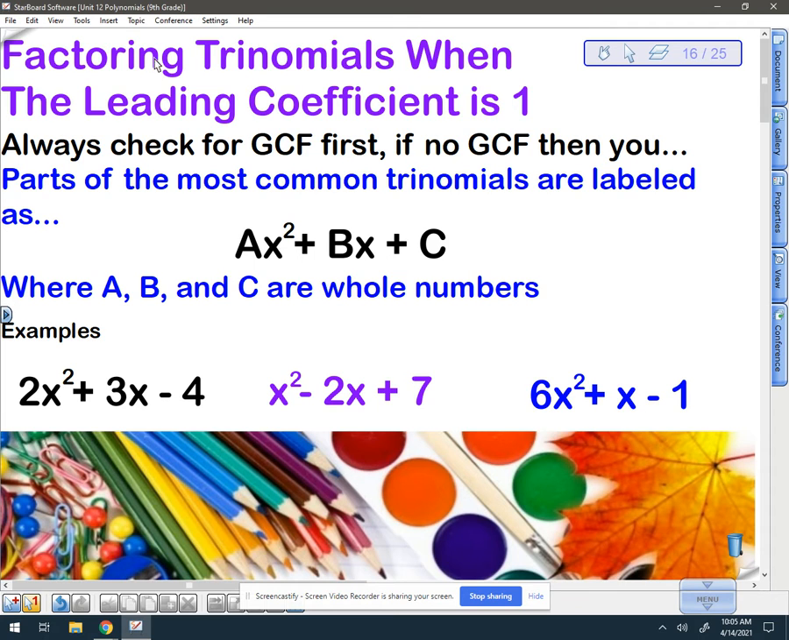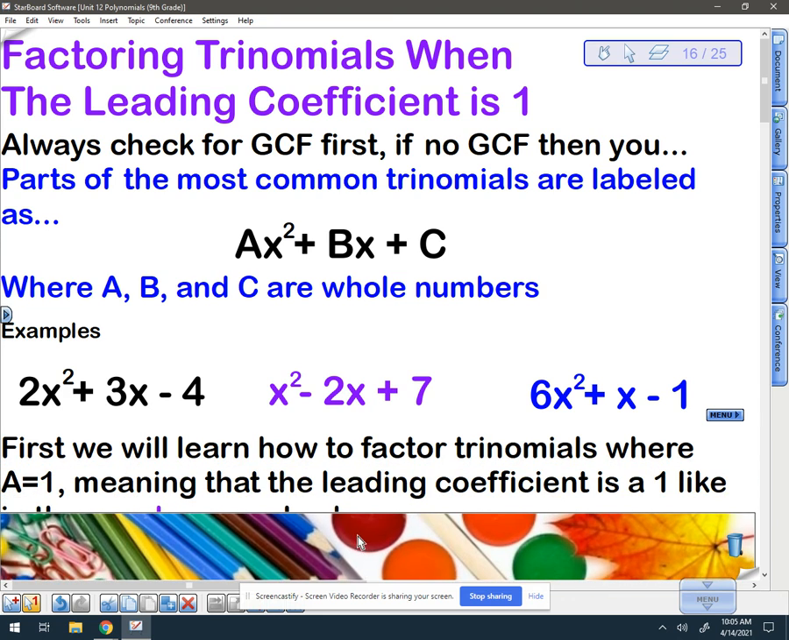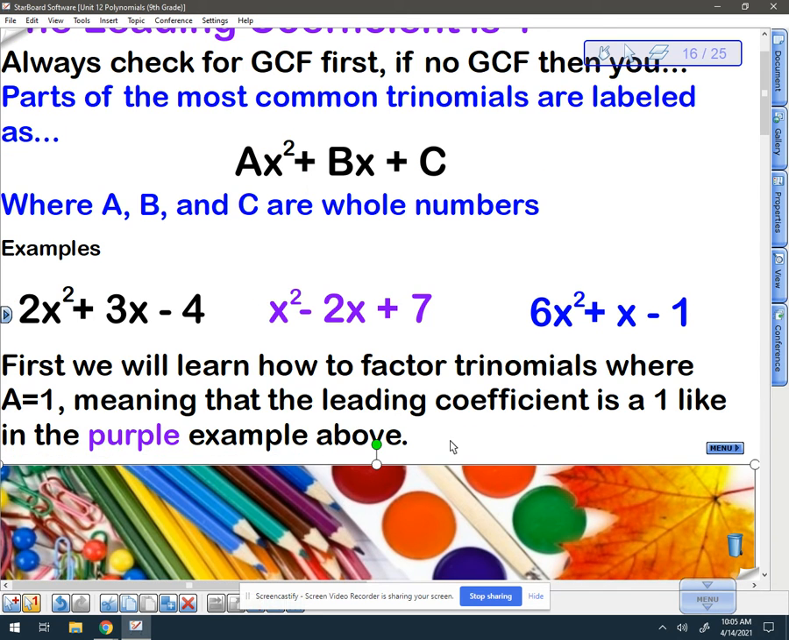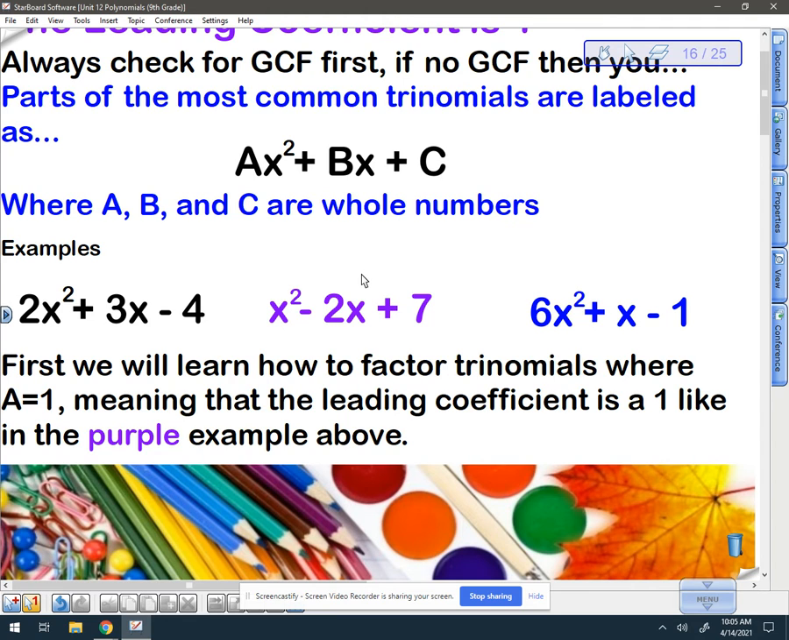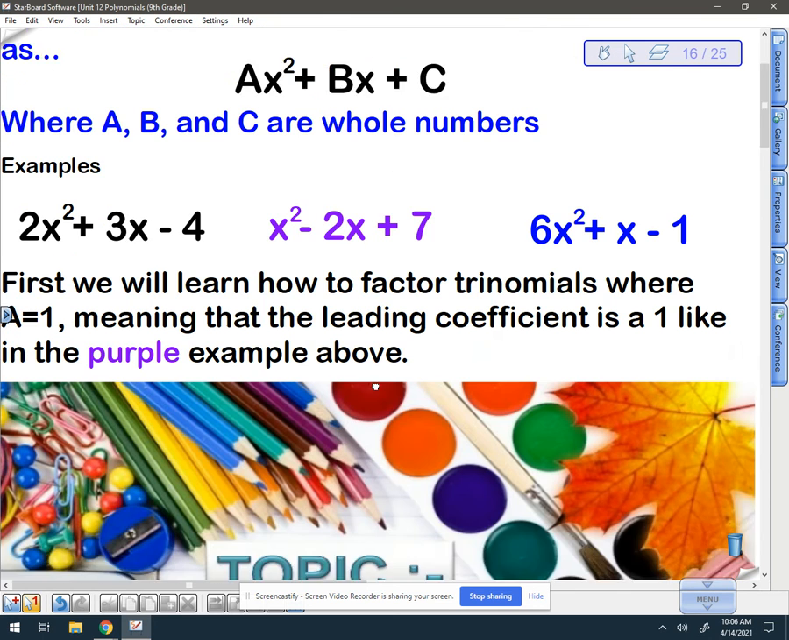So if we went back up here to our title, it says factoring trinomials when the leading coefficient is 1. So when A is 1. So out of these three, the purple one is the only one where A is 1. So the first thing we're going to learn how to do is factor trinomials when A equals 1. So all of our problems are going to look like this. And those are going to be pretty simple. And then here in a few days, we will work on, okay, well, how do you do it if A is bigger than 1? And that's going to have some extra steps to it.